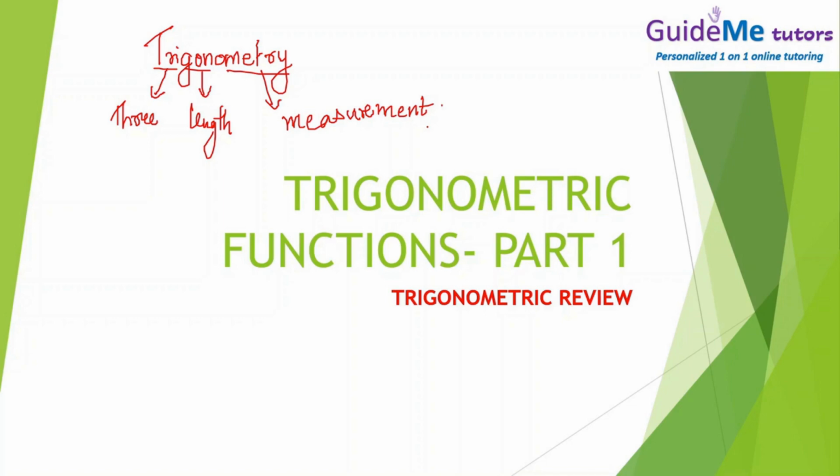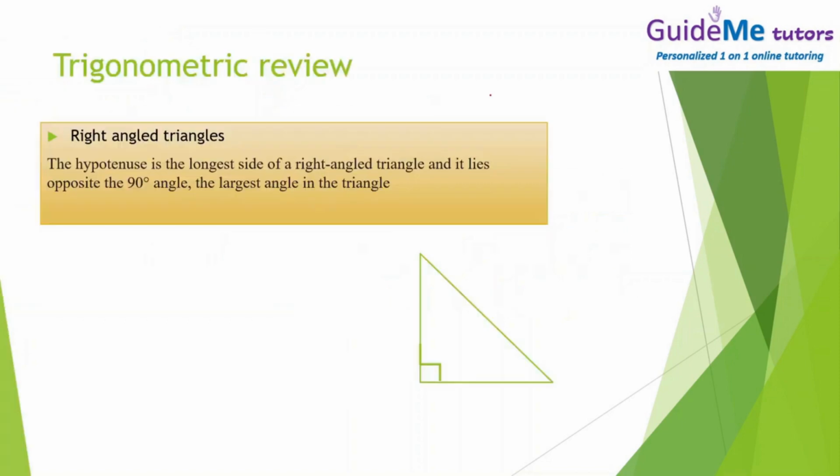So usually trigonometry is considered for right angled triangles. So let's see what is a right angle triangle. It's a triangle, right? With one of its angles a right angle. That is what a right angle triangle is.